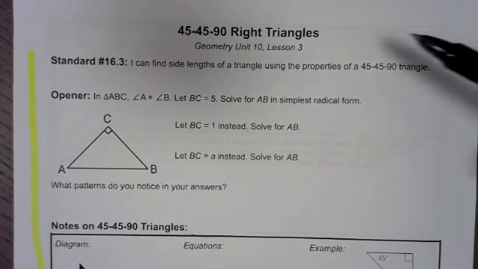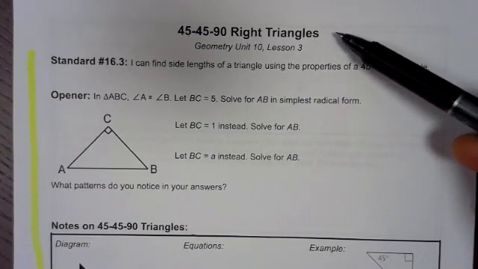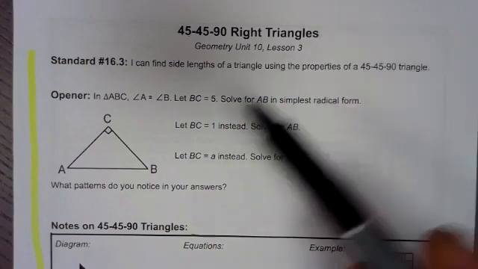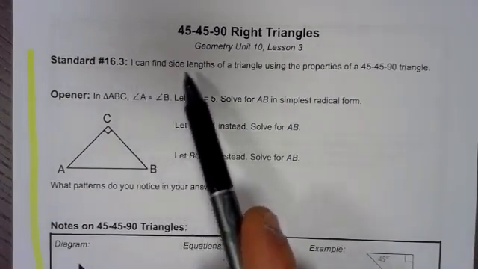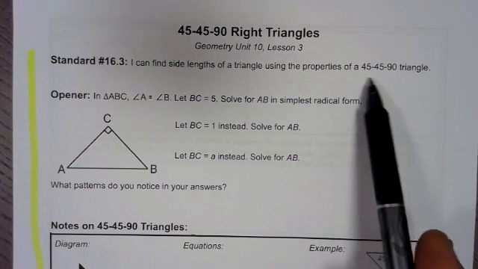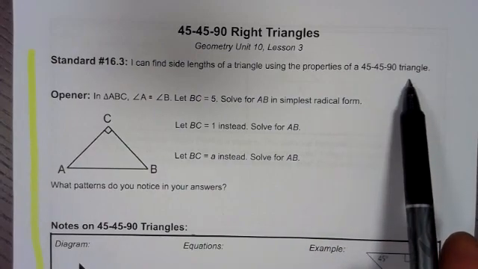So today what we're going to be working on is lesson 3, 45-45-90 right triangles. And that's going to be standard 16.3. I can find side lengths of a triangle using the properties of a 45-45-90 triangle.